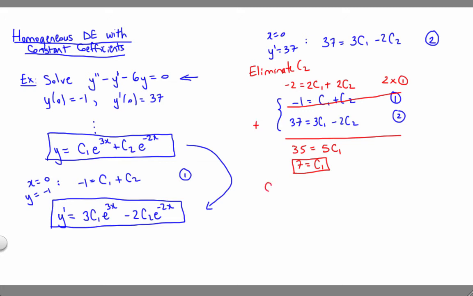We can take that information and plug it back into either equation. I would suggest we plug it back into equation 1. So looking back at equation 1, plugging in, we get -1 is equal to 7 plus c2. That tells us c2 is equal to -8.